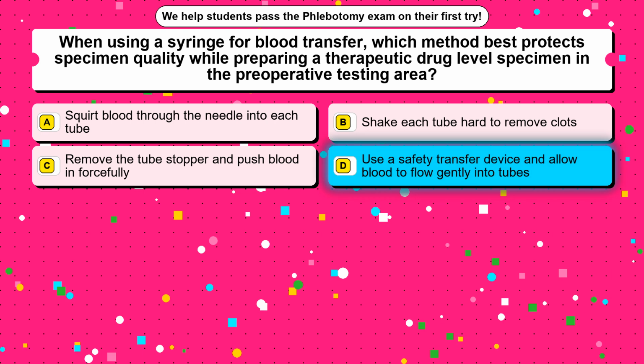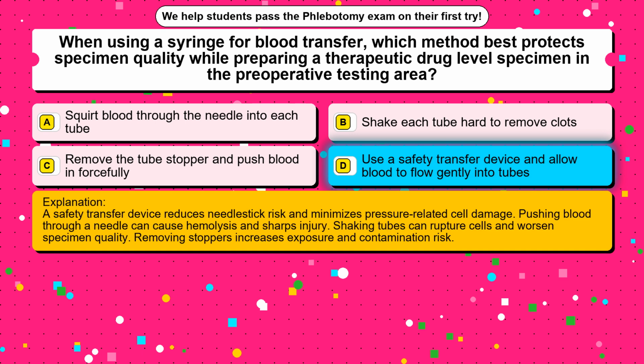The correct answer is option D. Use a safety transfer device and allow blood to flow gently into tubes. A safety transfer device reduces needle stick risk and minimizes pressure-related cell damage. Pushing blood through a needle can cause hemolysis and sharps injury. Shaking tubes can rupture cells and worsen specimen quality. Removing stoppers increases exposure and contamination risk.